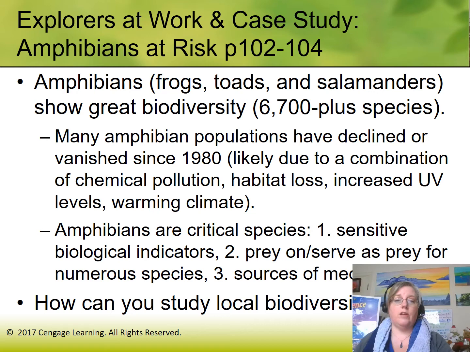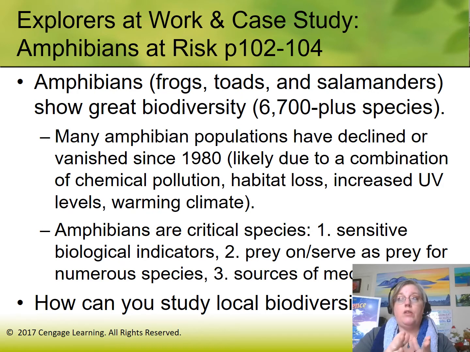Section 1, the chapter, starts off with a case study about amphibians. And amphibians are really important because they are an indicator species. I don't know how much you know about frogs, but their skin has to stay wet all the time, and they can actually breathe through their skin. Both of those things mean they are very, very sensitive to pollution.